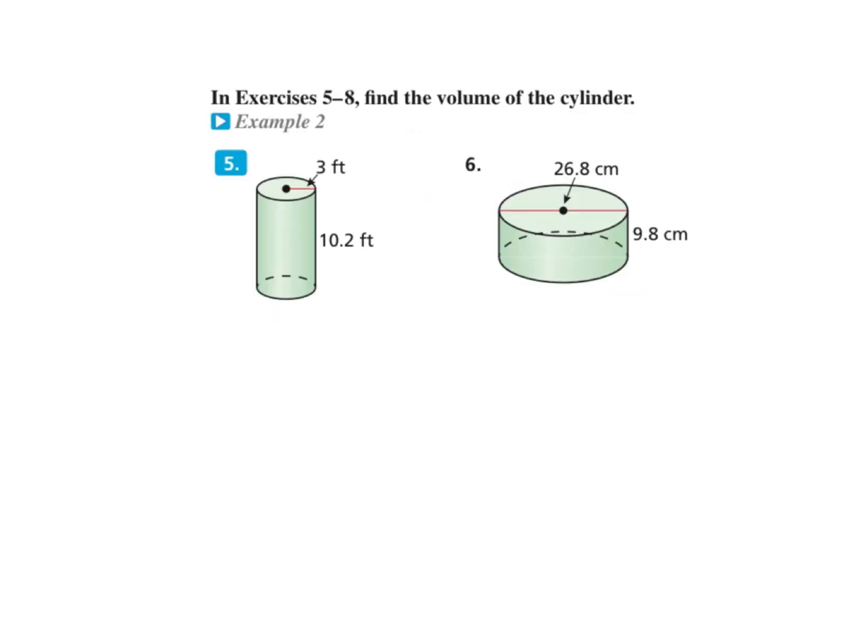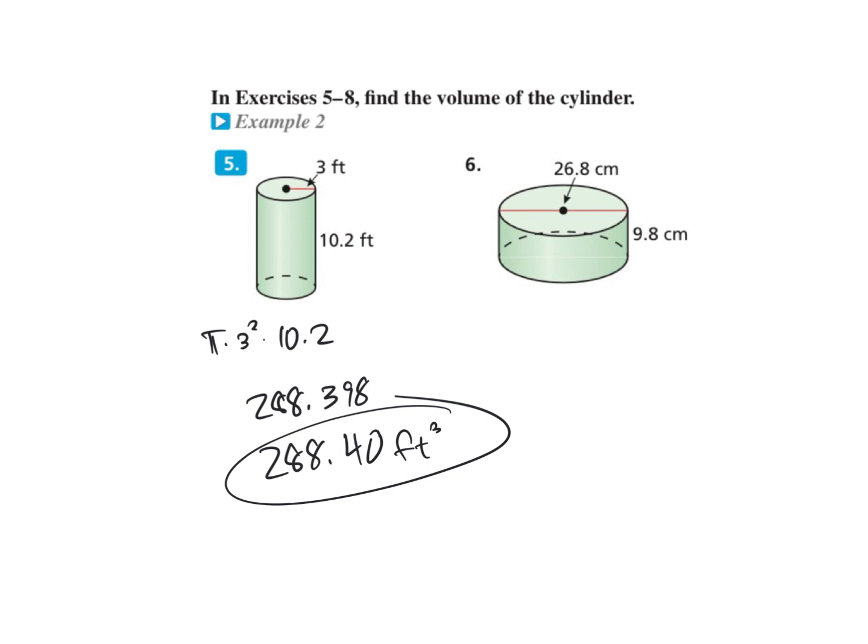Okay, find the volume of the cylinder. So pi r squared, so pi times 3 squared times the height, 10.2. So 9 times pi times 10.2, and we get 288.398. So it's 288.40 cubic feet.